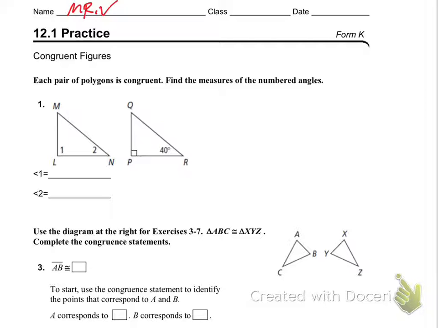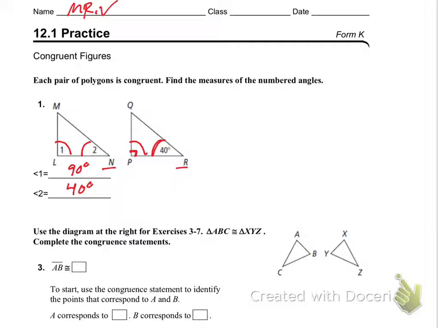Alright, so this first one here, it's saying that each one of these polygons, or these multi-sided shapes, are congruent, so find the measures of the numbered angles. So measure 1 right here is going to be equal to this one on the other angle, so we know that this means 90 degrees, so measure 1 is going to be 90. And measure 2 right here is going to be equal to the same measure, so measure N is equal to measure R, so that's going to be 40 degrees.